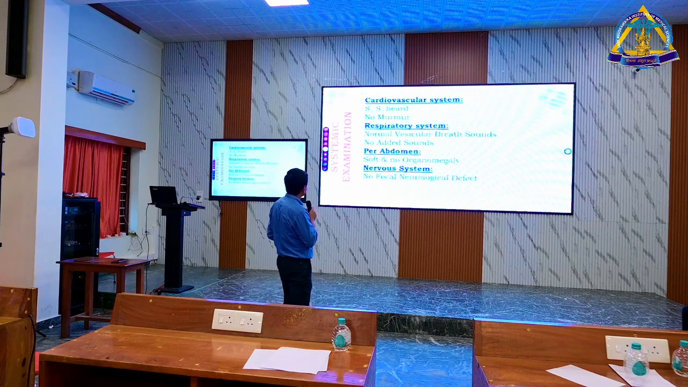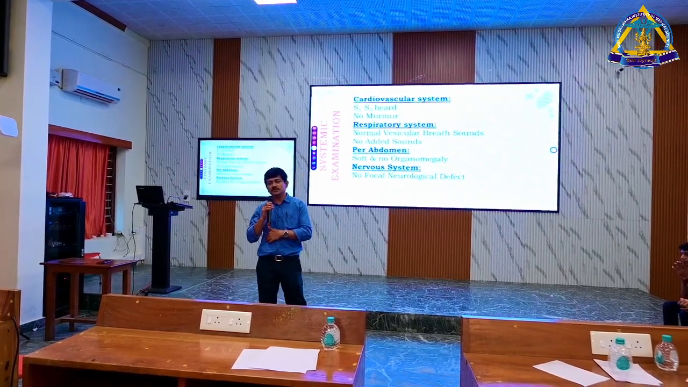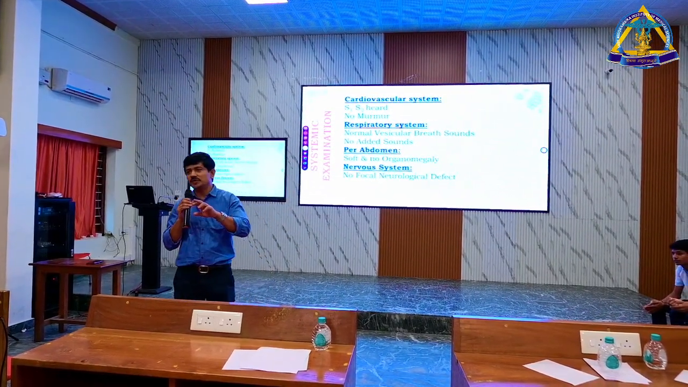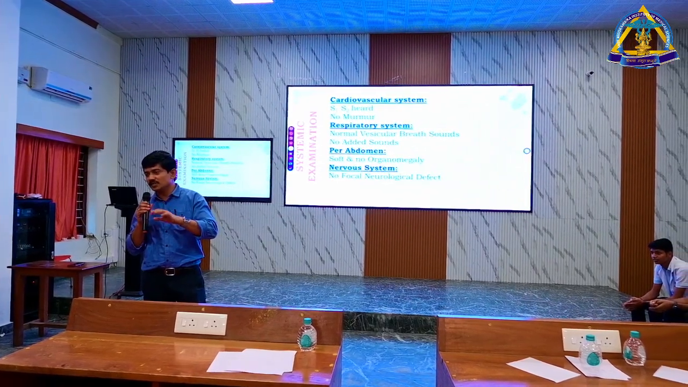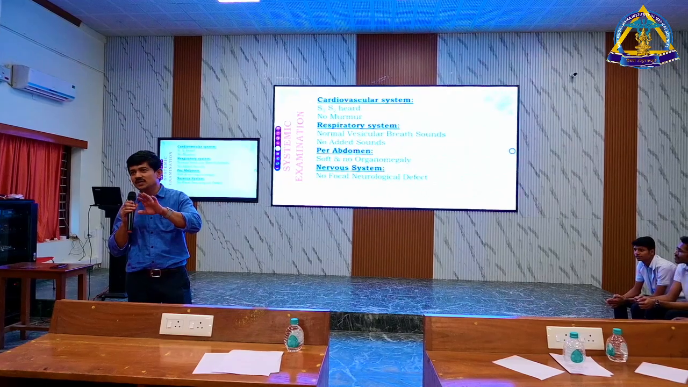Continue. Systemic examination: cardiovascular system, respiratory system. So again, abdomen, organomegaly. Usually in children, I told you, the liver will be palpable in smaller children, up to 2 centimeters below the right costal margin. And any organ when you are palpating, normally the consistency will be soft.